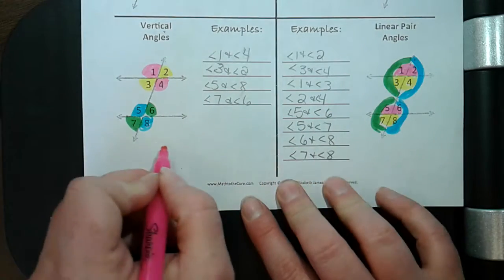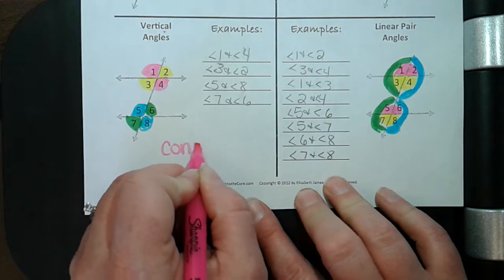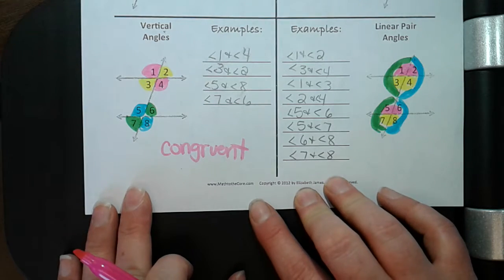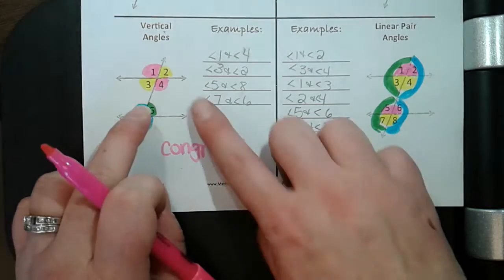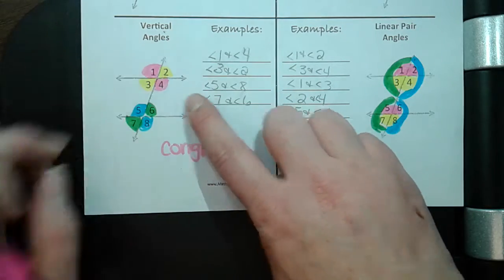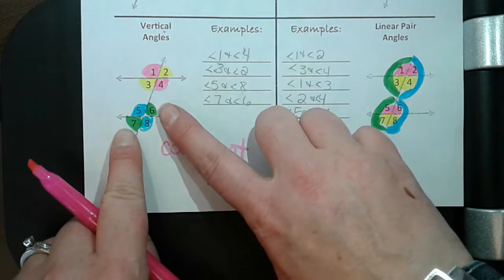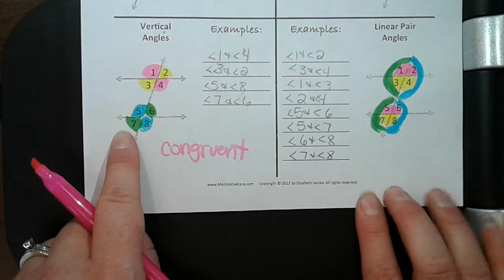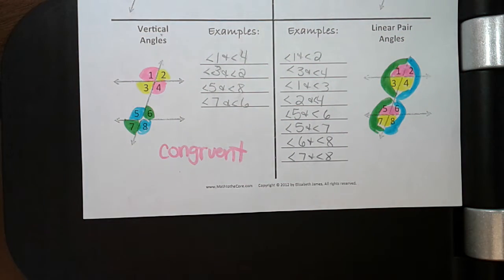Let's start down here. Vertical angles, we already know that these ones are congruent. And remember, that's just a math word for meaning equal. So 2 and 3 are congruent to each other, 1 and 4 are congruent to each other. So if the measure of angle 7 is 52 degrees, the measure of angle 6 is also 52 degrees. Okay?